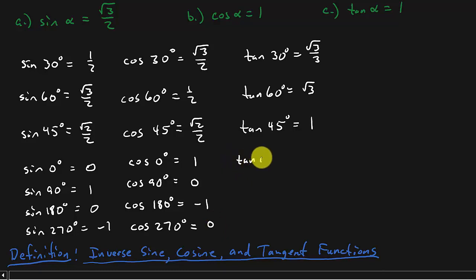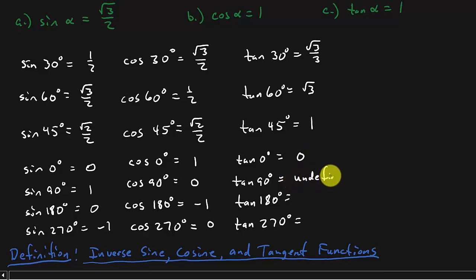And then we've got tangent of 0, tangent of 90, tangent of 180, and tangent of 270. You can get these pretty easily because you know tangent is just sine over cosine. This would be 0, this is undefined, this is 0, and this is undefined. So all of those, you've got to memorize them.